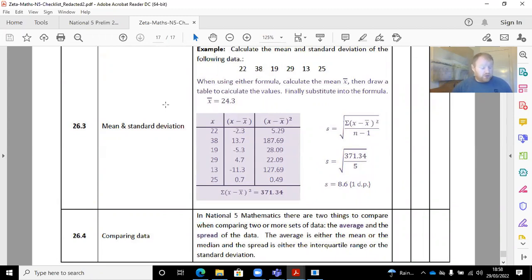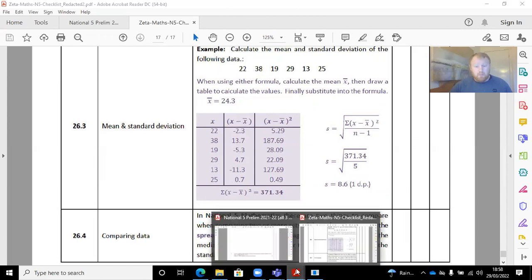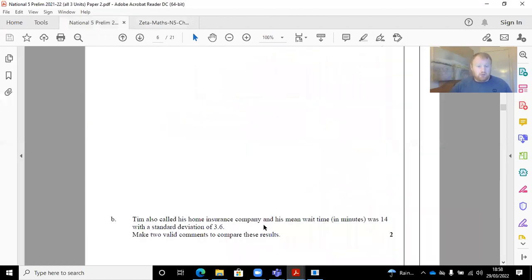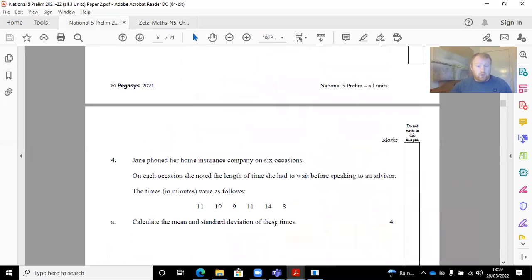Okay, and it's worth 6 marks. Considering the whole paper, I think was 50 out of 50 marks, that's 6 marks out of 50, that's 12% right there. Just known standard deviation. Any questions on standard deviation? No.